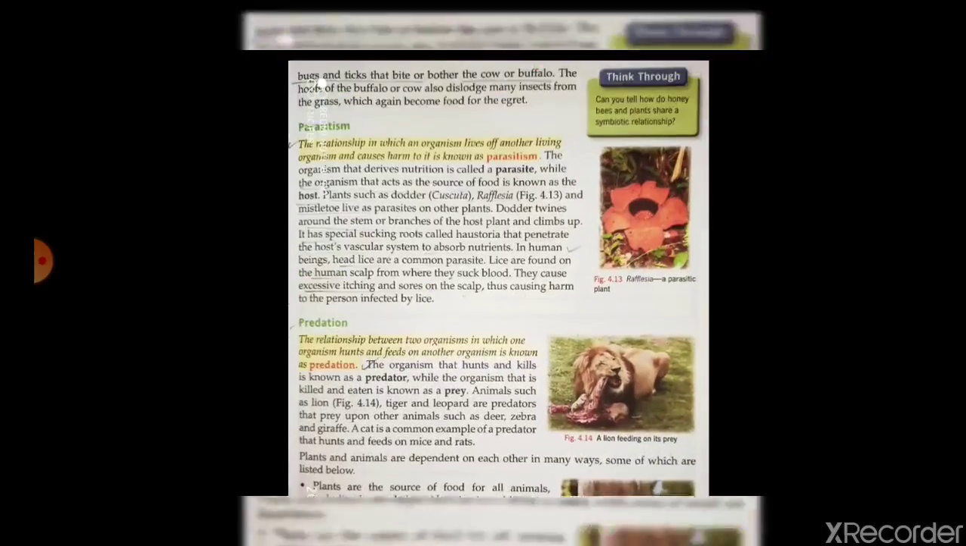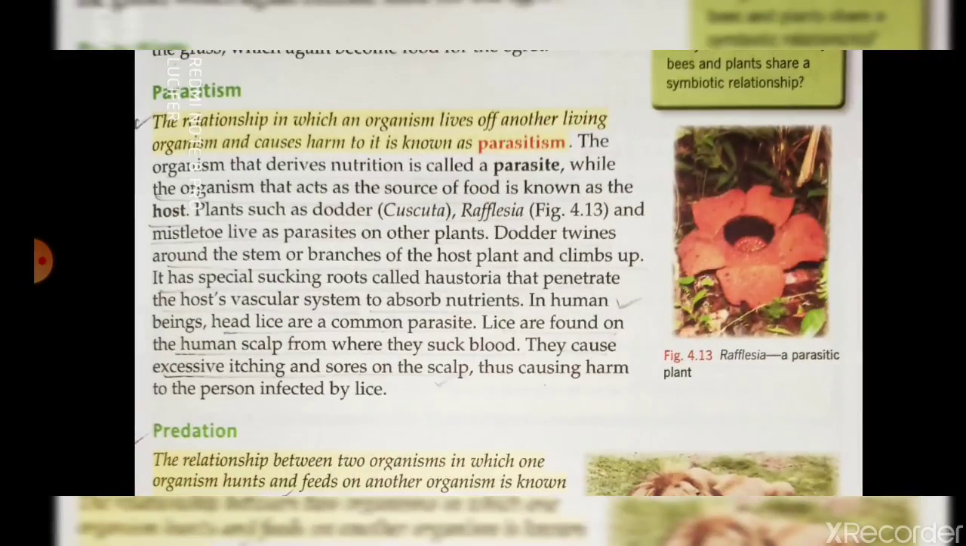Parasitism. The relationship in which an organism lives off another living organism and causes harm to it is known as parasitism. The organism that derives nutrition is called a parasite, while the organism that acts as a source of food is known as a host.